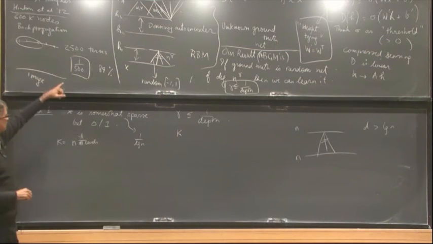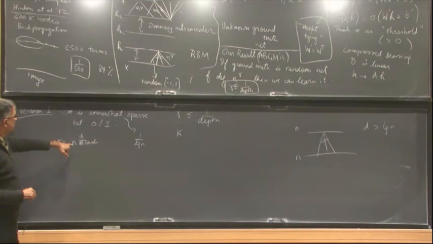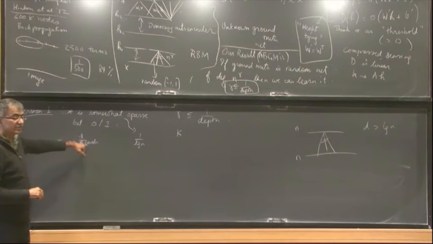K is the number of ones. One minus this. No, the number of ones is this. Number of ones is n to the 1 over.